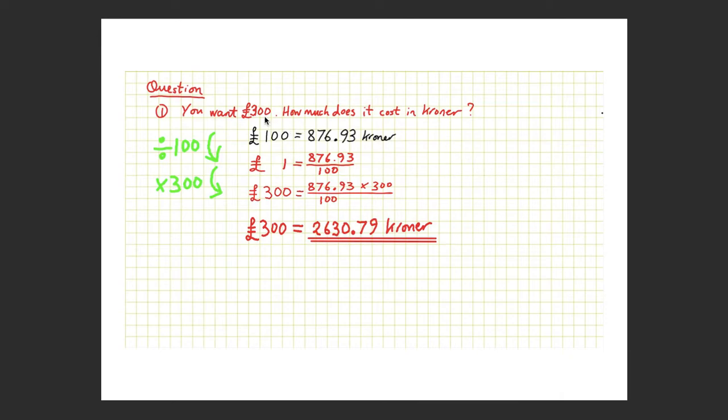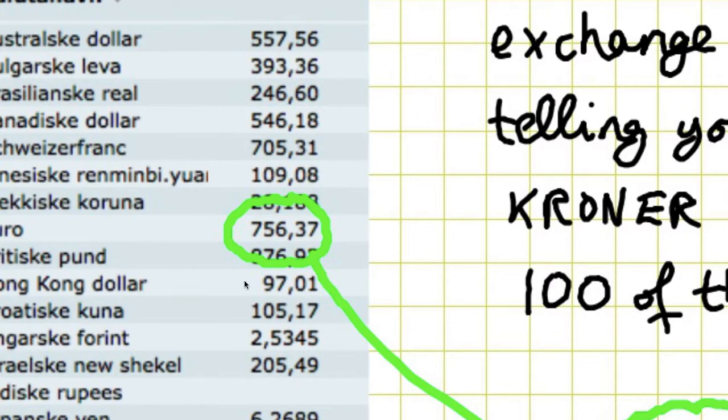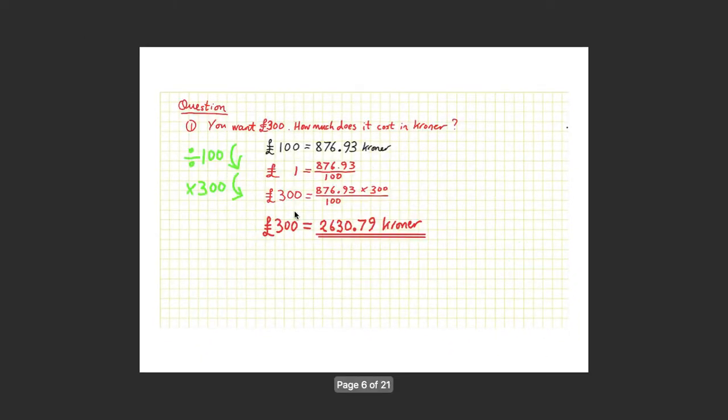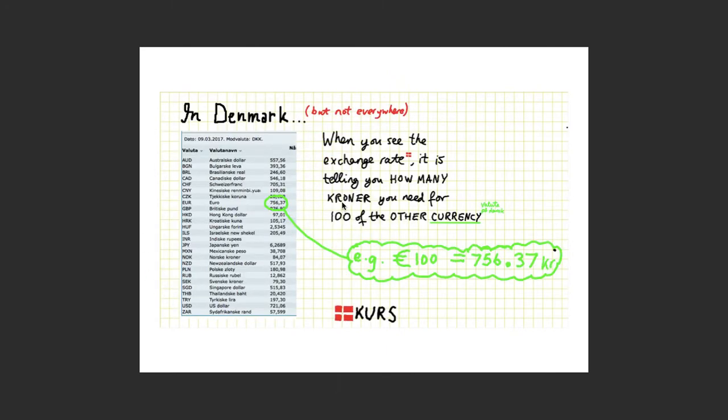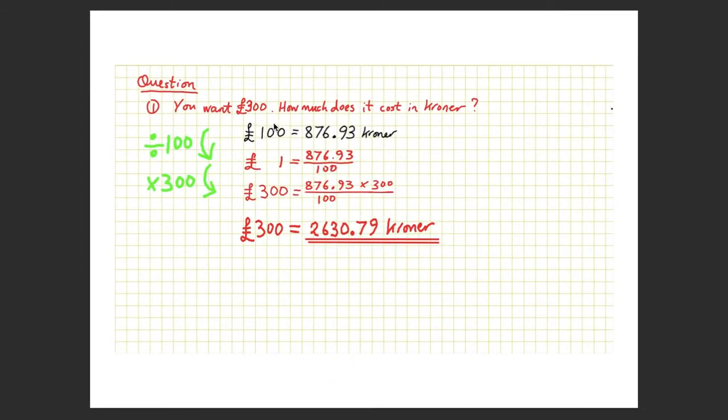You want £300. How much does it cost in krona? So that's based on the exchange rates on the previous page, and you can't quite see it because I've covered it up with green, but the exchange rate for British pounds is 876.93. So the exchange rate as shown on the previous page was 876.93, and that means that £100 is going to cost you 876.93.